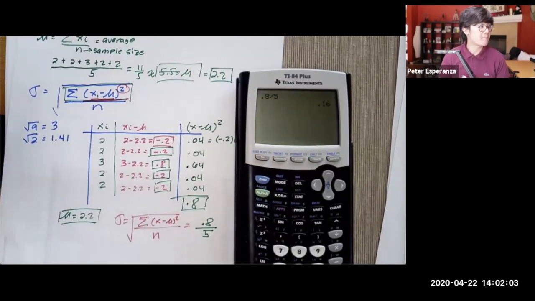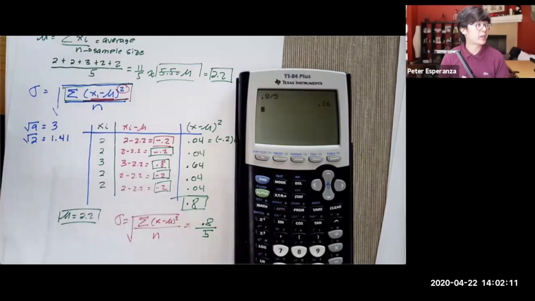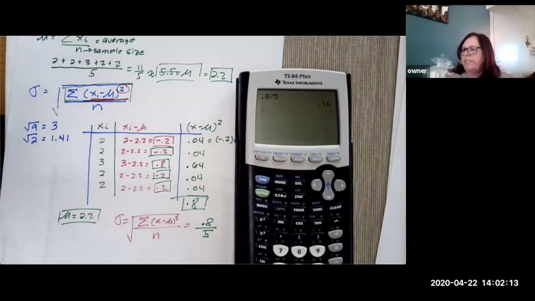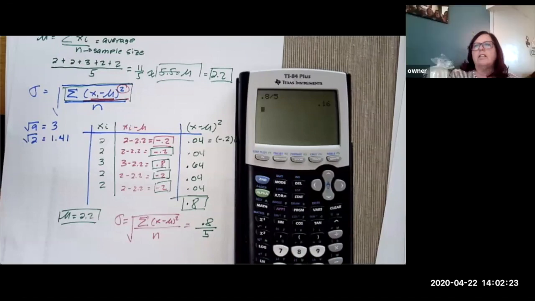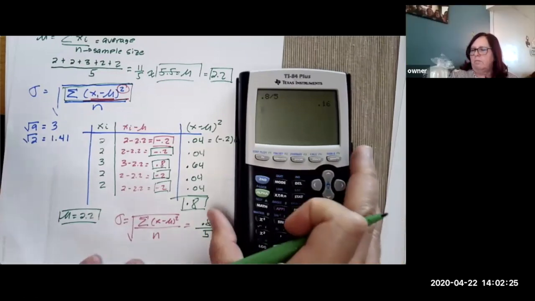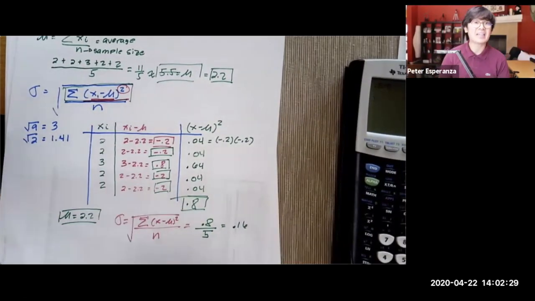Is that what you got? Do it again. 0.8 divided by 5. Did you get 0.16? Yes. Equal to 0.16, but that's not the answer yet.